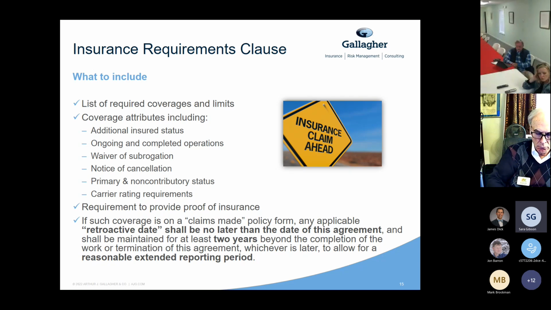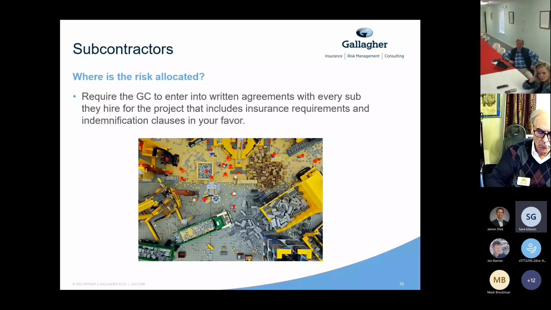Occurrence-based is always preferred and is standard for most general liability policies, but for some policies, for example professional liability, it's more common to see them claims made. So for that particular insurance coverage, you want to make sure that you say, okay, listen, the coverage date starts the date this project starts, and we have until 2 to 4 years or however long the statute of limitations is after the project's complete to report claims.